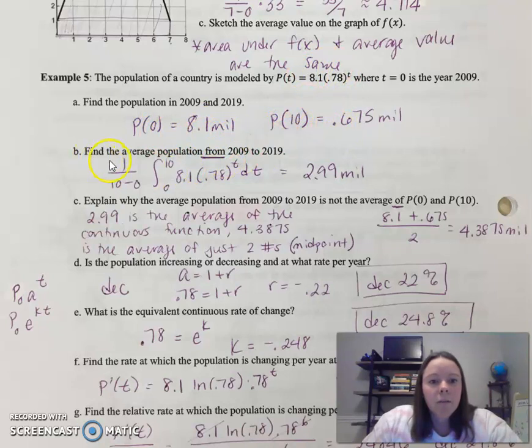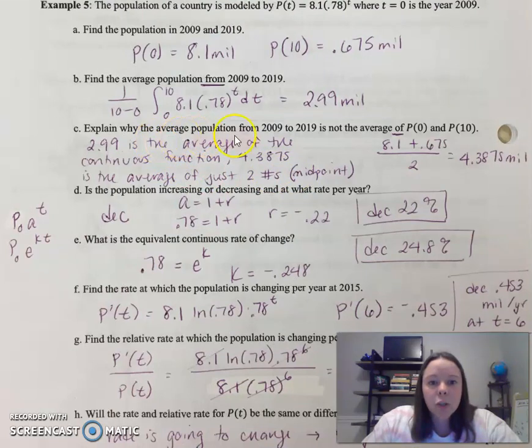All right. Find the average population from 2009 to 2019. So watch your notation there. So I'm going to use my new calculus technique. So 1 over b minus a times the integral from 0 to 10 of our function dt. Put this all in your calculator, and that's where we're getting, that's the average value.